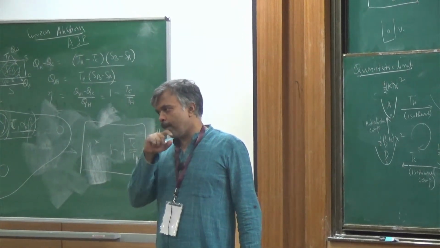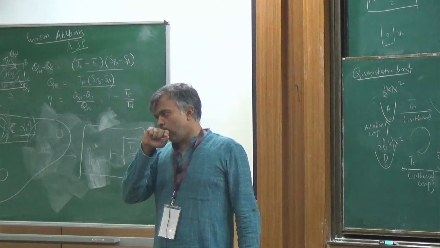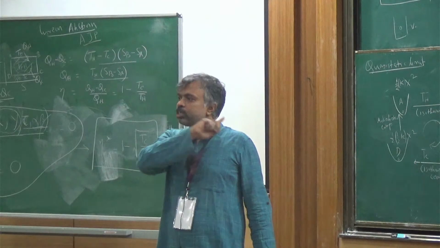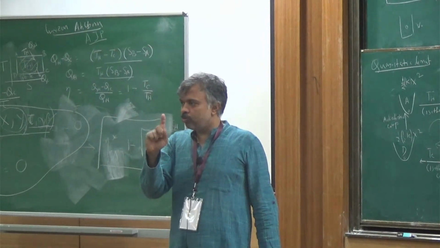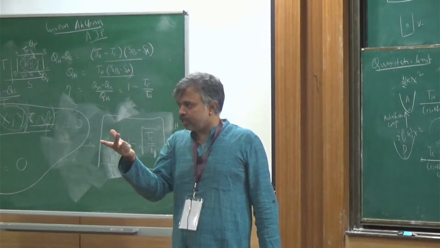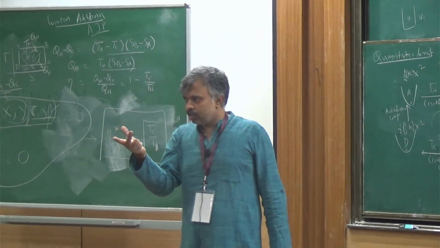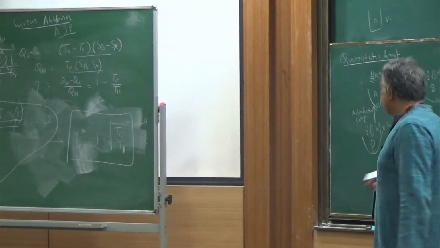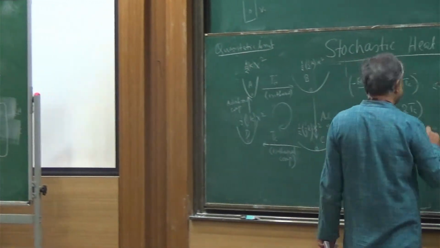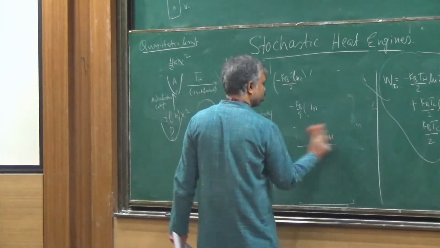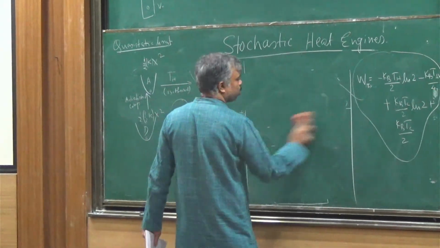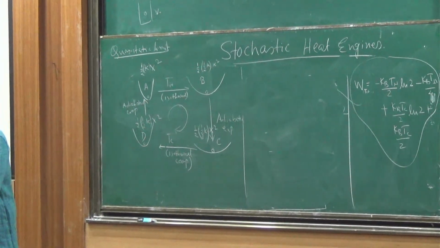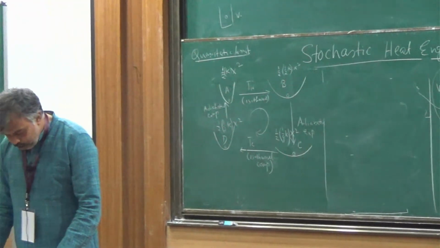In the thermodynamic limit there are a large number of particles. No, here it is only one particle. This is a stochastic engine, right? We started with a single particle in a trap, and that's what people also do in experiments. So now we can calculate the heat, because we need to calculate the efficiency.